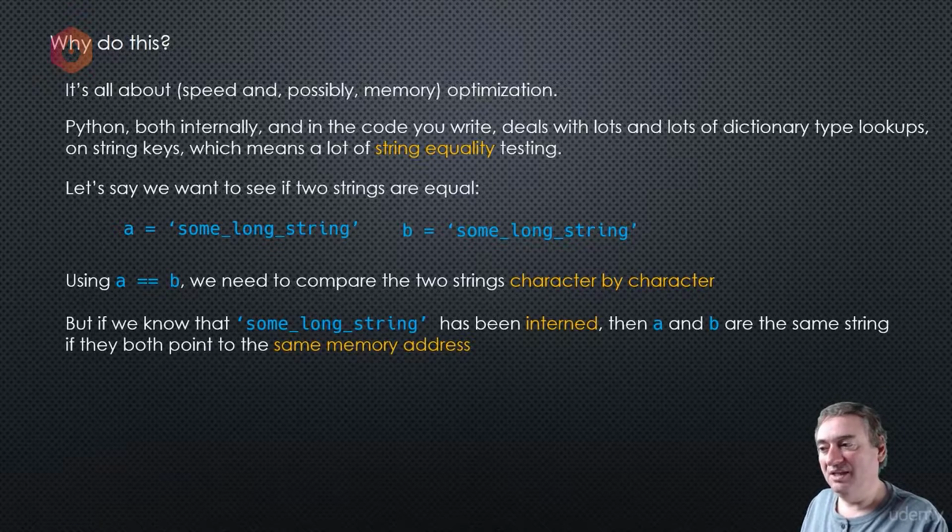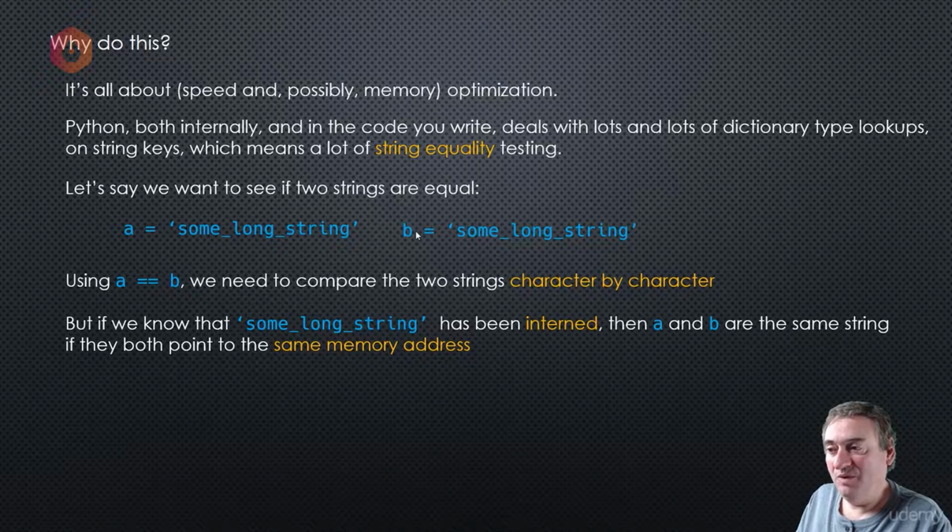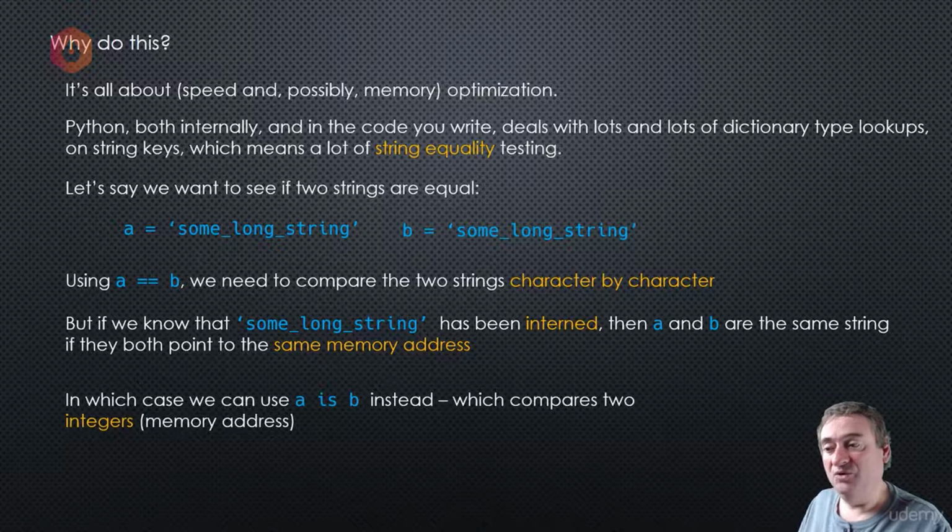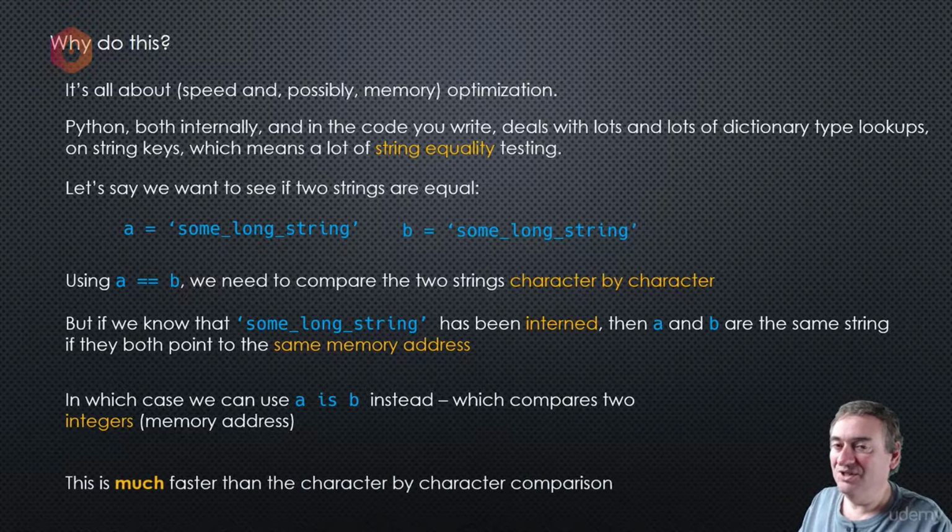However, if we know that some long string has been interned, then we know that A and B are both going to point to the same memory address. In that case, to check whether A and B are the same strings, we can actually just check whether they have the same memory address or not, right? And so we can use the identity operator, is, instead of the equality operator, the double equal sign. So we can compare memory addresses, which is just comparing two integer values for equality, instead of comparing two long strings character by character. And this is much faster than doing the character by character comparison.